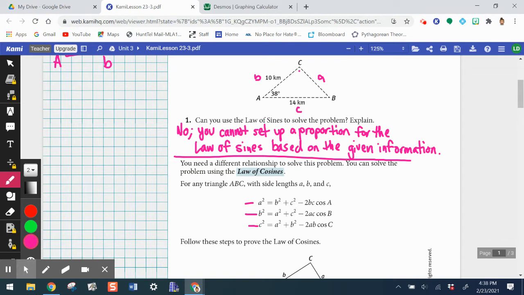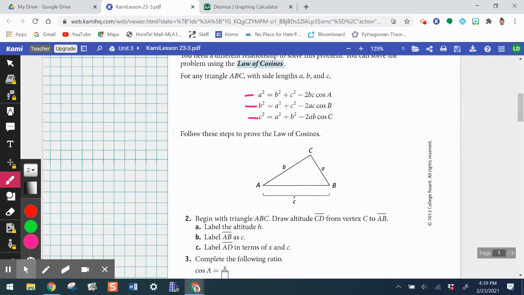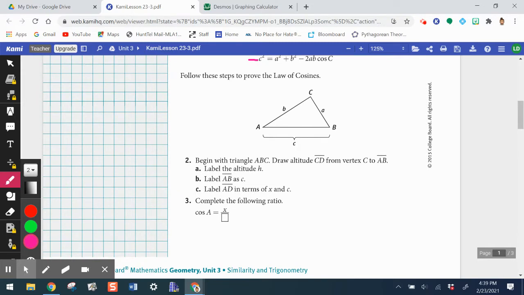We do have the lengths of B and C and also the measure of angle A. So based on one of these laws, we can find the length of CB, which is labeled lowercase a. So we are going to follow these steps below to prove the law of cosines. We're going to work item 2 together.